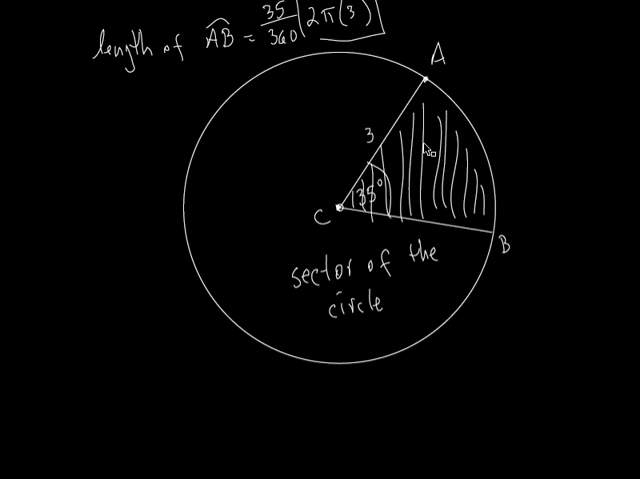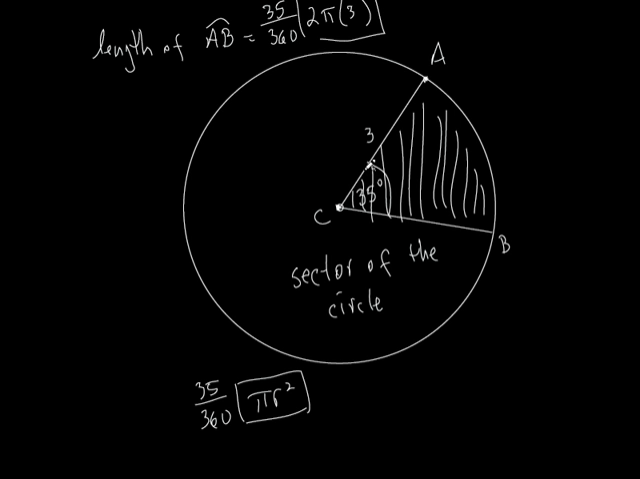This is 35 degrees, but now we're finding the area. We want to find the area of the sector of the circle. So I'm not finding the area of the whole circle. The area of the whole circle would be pi r squared. How much of the circle am I trying to find? Just 35 out of 360 pi r squared. You get it? This right here would be the whole circle. I'm not trying to find the whole circle. I'm just finding this chunk of the circle, this piece of the circle.